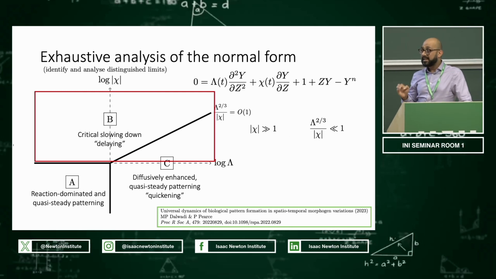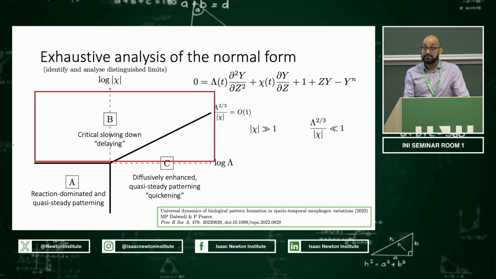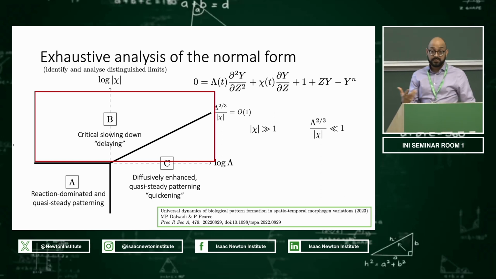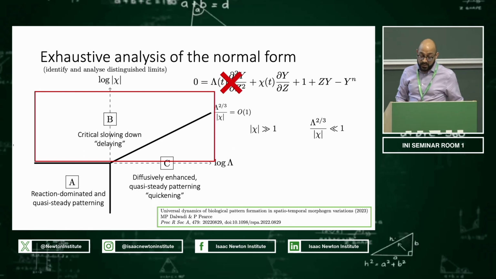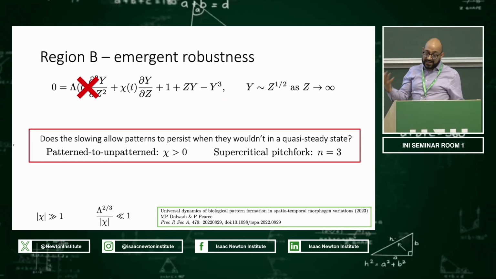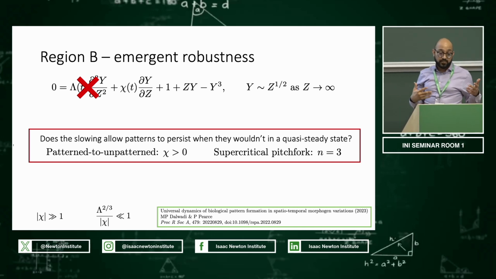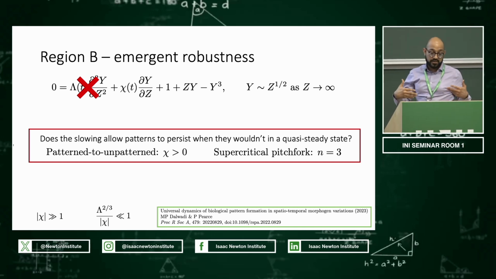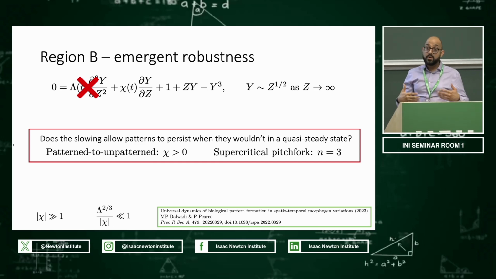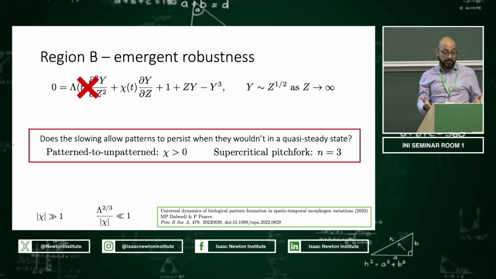I'll discuss region B in a little bit more detail, and that's because it's the region where you get the delaying behaviour. So it's the most important region for understanding the emergent robustness of these systems. And basically in this region defined through these scalings here, diffusive effects are not that important and chi is large. And so we can analyse what happens in this region to understand that initial observation, the unusually prolonged persistence of the patterned state when you expect it to disappear.